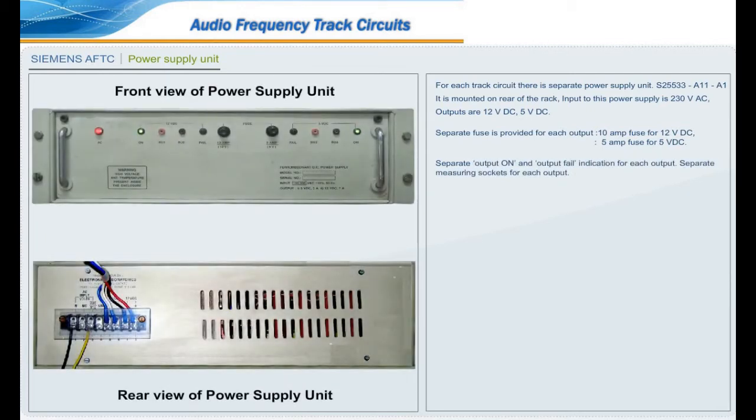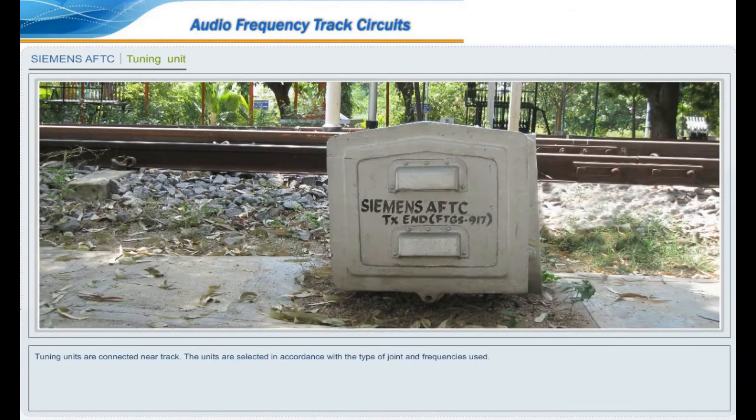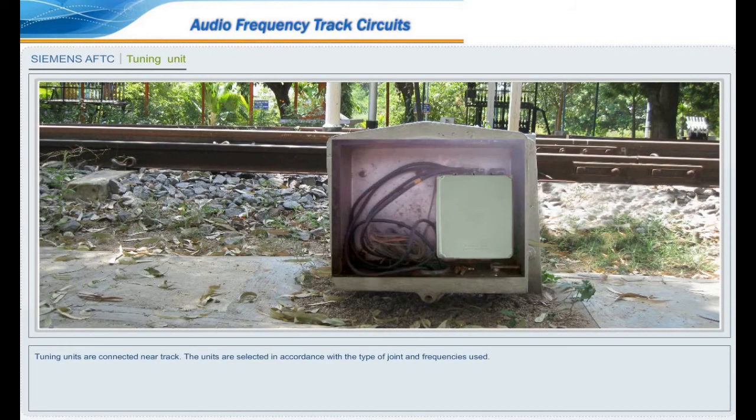Separate output on and output fail indication for each output. Separate measuring sockets for each output. Color code of wires is maintained for each output: blue 0 volt, white 5 volt DC, red 12 volt DC, black 0 volt. One red indication for input AC voltage. Tuning units are connected near the track.